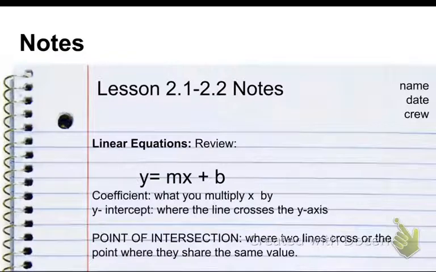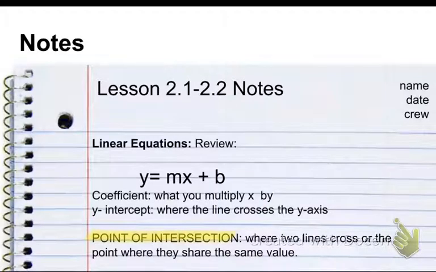Okay, just to review briefly, we have linear equations. A linear equation is when we have something set where y equals m times x plus b. And b is our y-intercept, and m is our coefficient. The coefficient is what we're multiplying x by, and the y-intercept is where we're starting, where our line crosses the y-axis. The only new thing that we really need to put into our notes is this right here, the point of intersection.